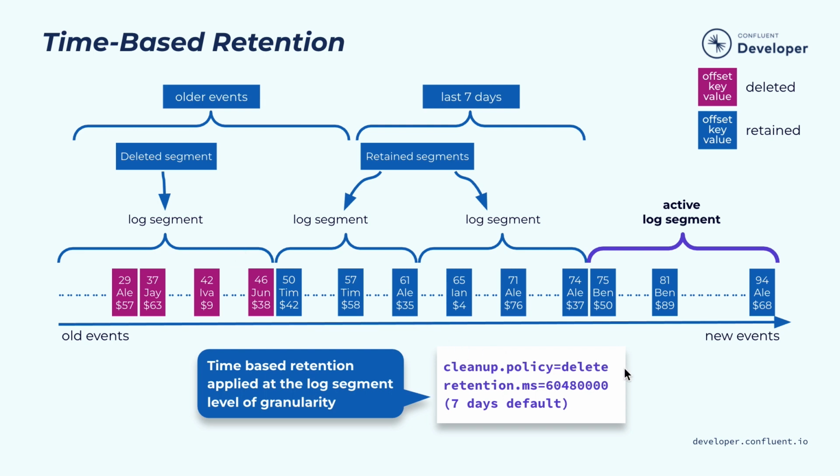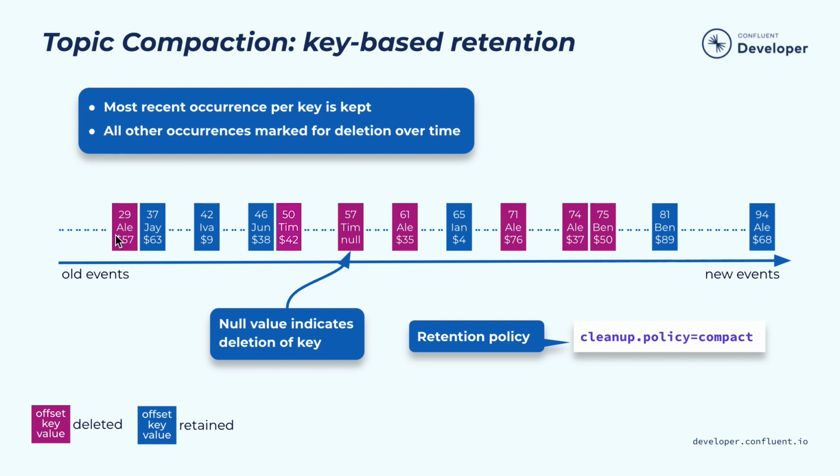Now, what's compaction? Compaction is a different way of retaining data. Instead of retaining data by time, it is retained by key. Let's take a look at this example. In this example, all the records are published with keys. As you can see, some of the keys are duplicated over time.